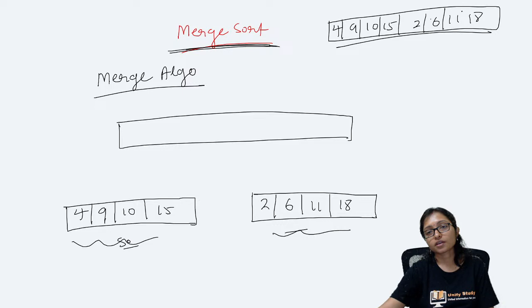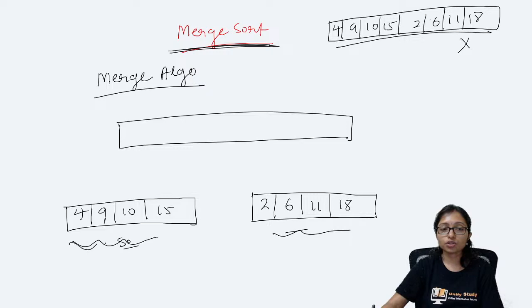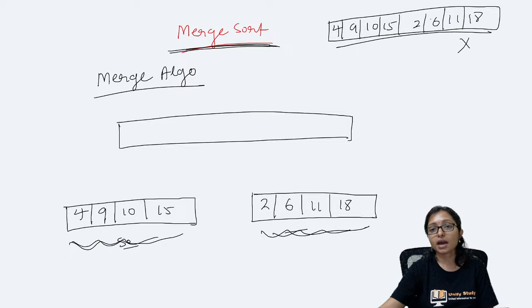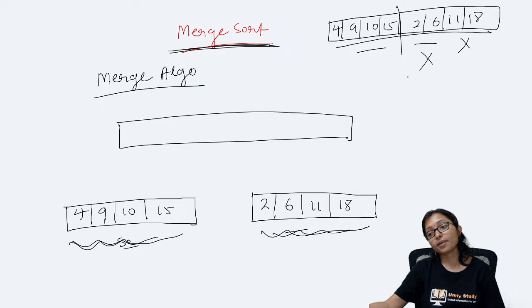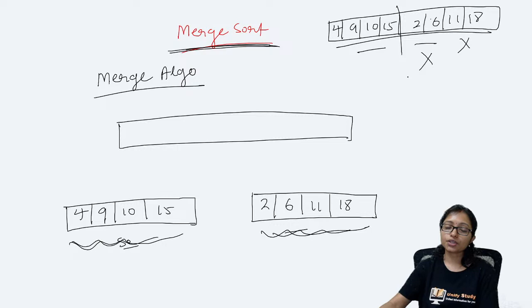Can I do it? Definitely not, right? It is not sorted. Although this part is sorted and this part is sorted, whenever I am trying to merge them, if I am adding them together one by one, then it will not be sorted. So I need to apply some algorithm so that I can get a sorted one. So what approach are we applying here for the merge algorithm?